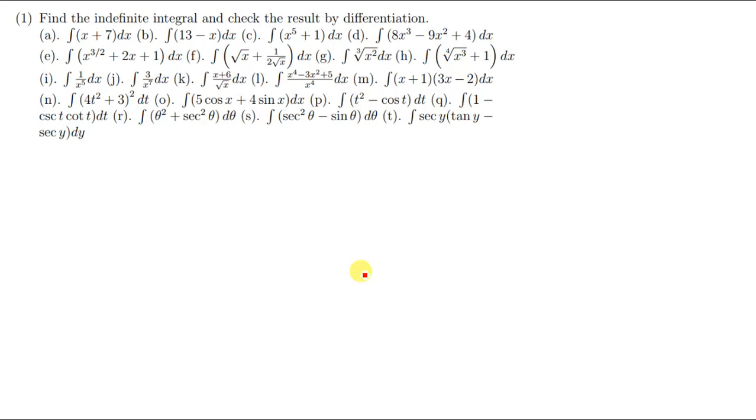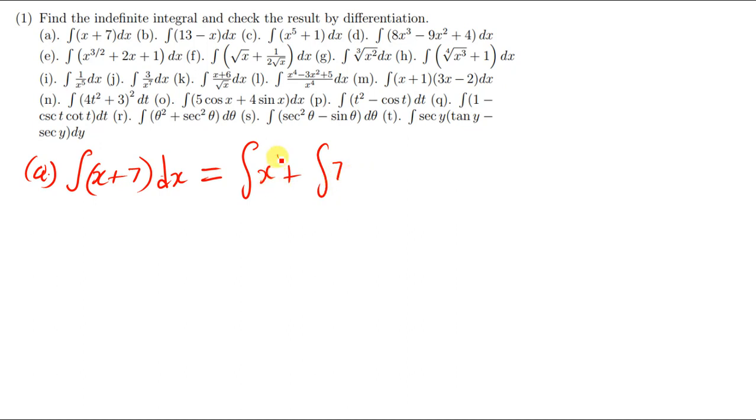So the question is telling us to find the indefinite integral and check the result by differentiation. The first question we have is the integral of x plus 7, and we're integrating this with respect to x. So we're going to integrate the independent terms, meaning we're going to have the integral of x plus the integral of 7, dx, meaning with respect to x.